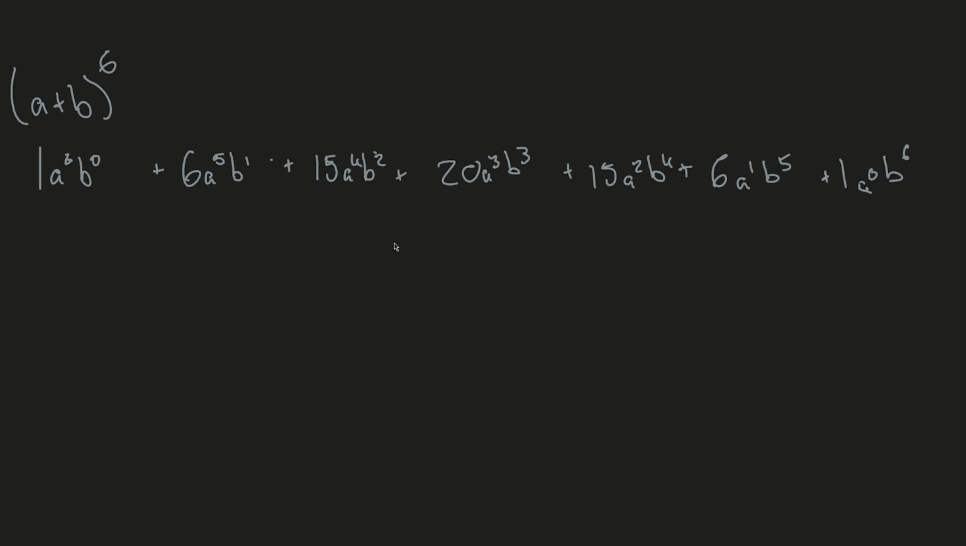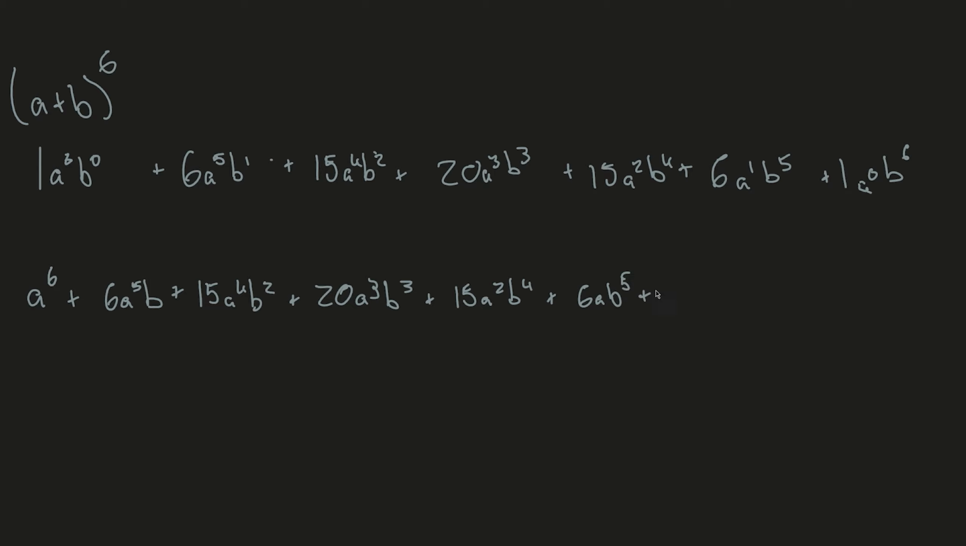So if we simplify this again, it becomes a to the 6 plus 6a to the 5 b plus 15a to the 4 b squared plus 20a cubed b cubed plus 15a squared b to the 4 plus 6ab to the 5 plus b to the 6. So that is just the most simple theory I can give on how to do expansion at higher levels. Now let's apply this to an actual question.